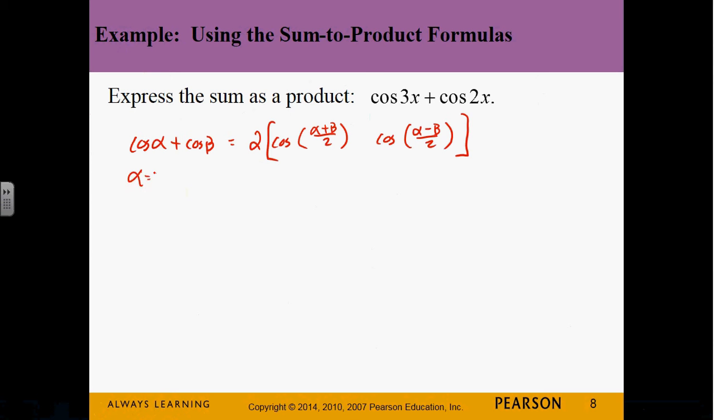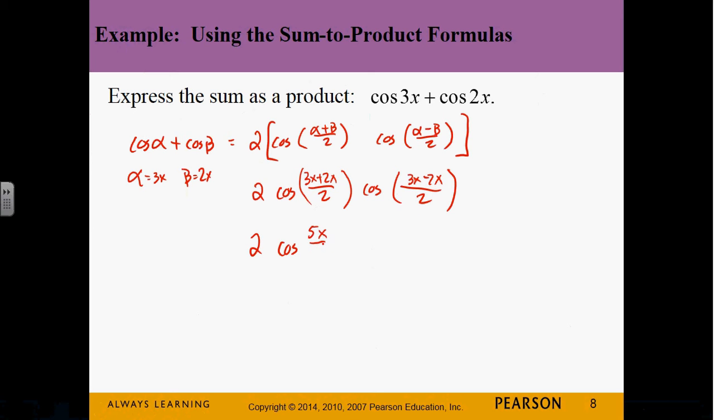So in this case, alpha is 3x, beta is 2x. So we get 2 times cosine of 3x plus 2x over 2, cosine of 3x minus 2x over 2. So that's going to give us 2 times the cosine of 5x over 2 cosine x over 2. And that's it. That's all we can do.